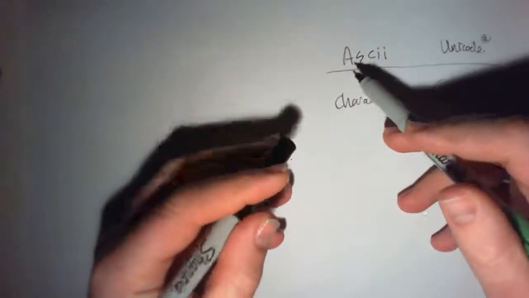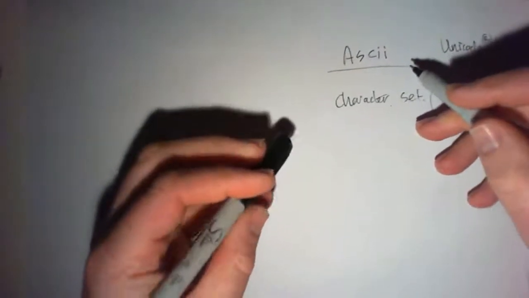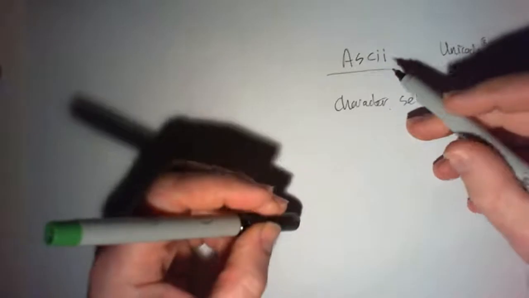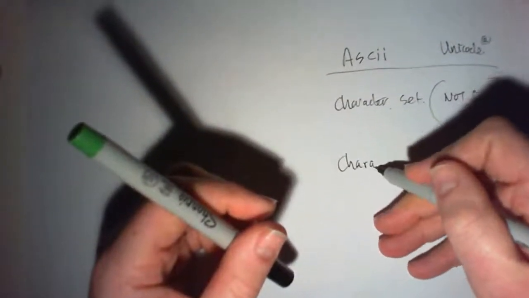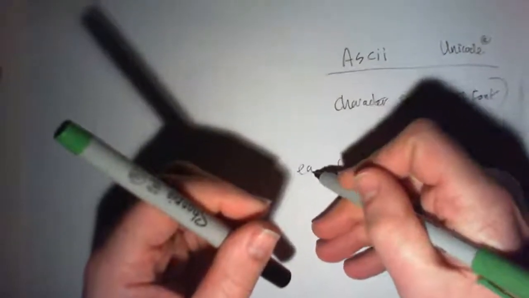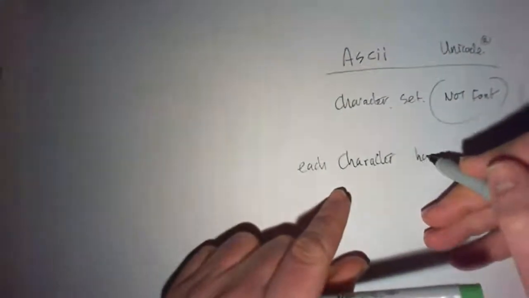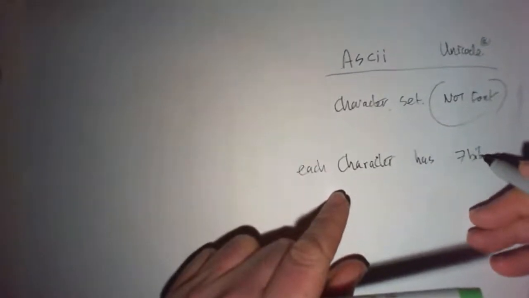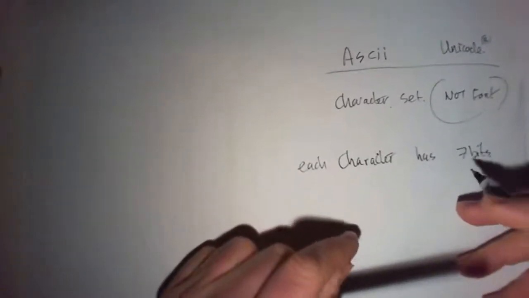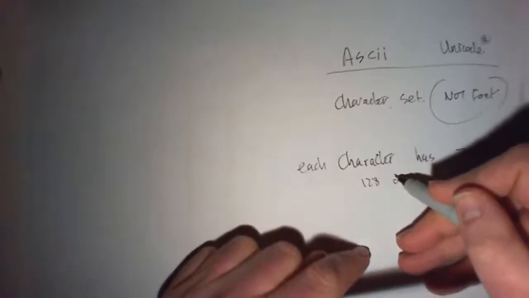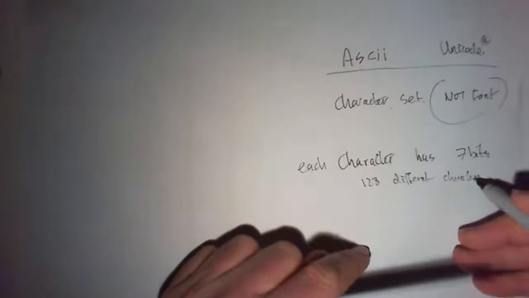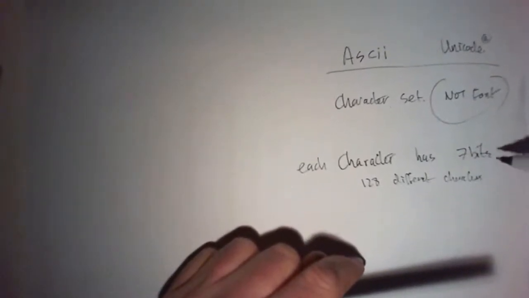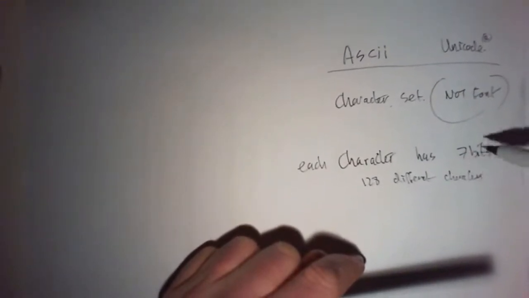It stands for, I think, the American Society for Computer, something like that. I honestly can't remember. Each ASCII character has 7 bits. That means it can represent 128 different characters. That's all the letters in the English alphabet, the numbers, the symbols, the commands, everything.